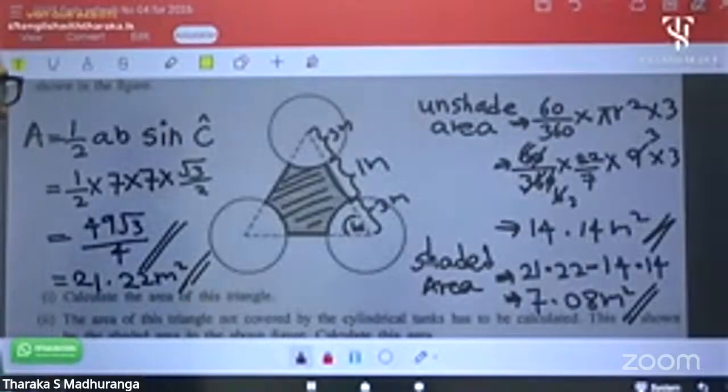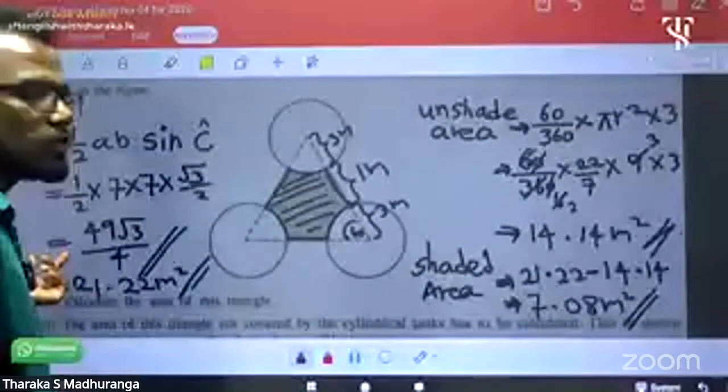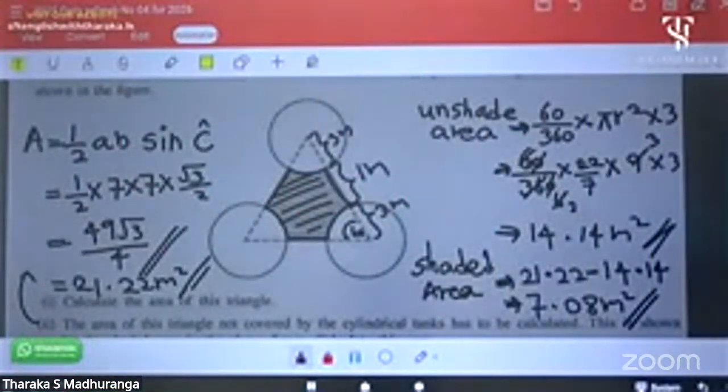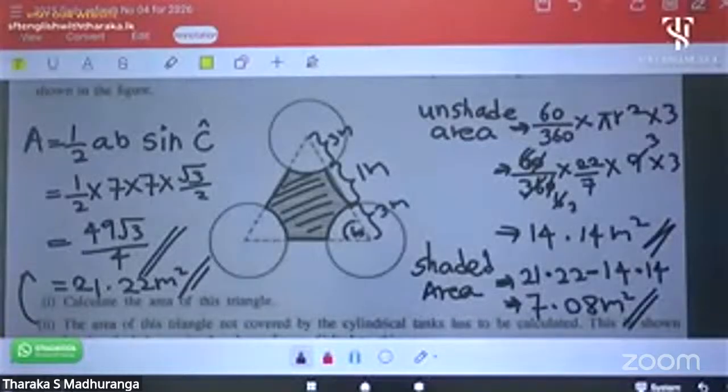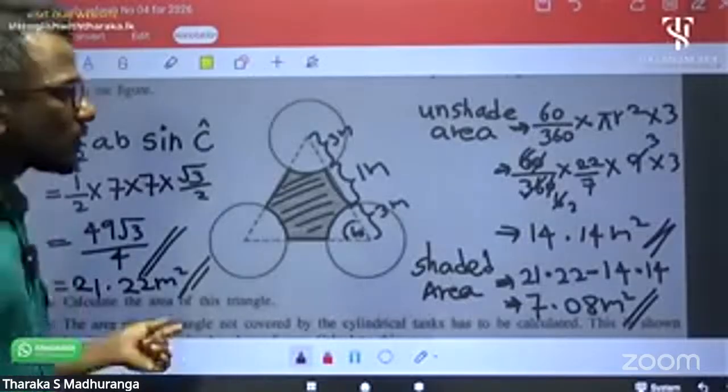Clearly note, this is the answer for part C, question number 2. Okay, complete.